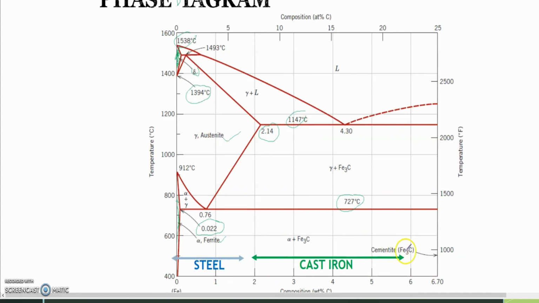Okay, now we go to cementite. Cementite forms when the solubility limit of carbon in alpha ferrite is exceeded below 727 degrees Celsius. It is 100% iron carbide. Cementite ni satu lagi nama dia iron carbide, Fe3C.